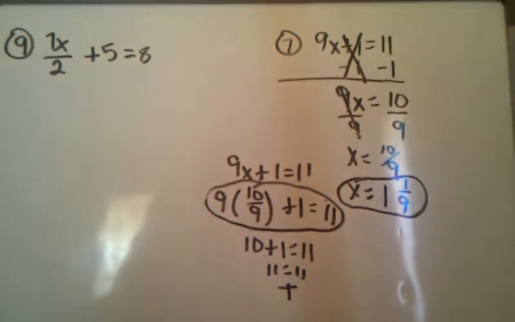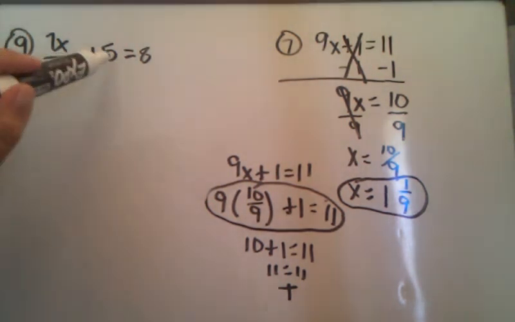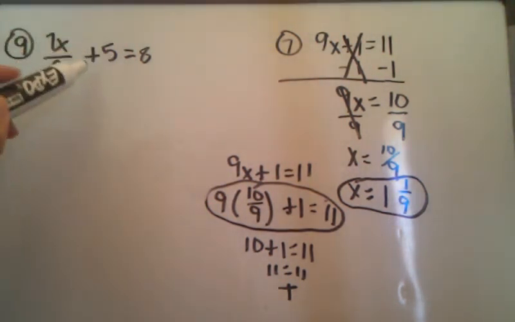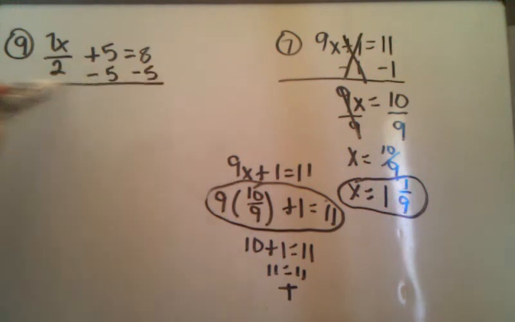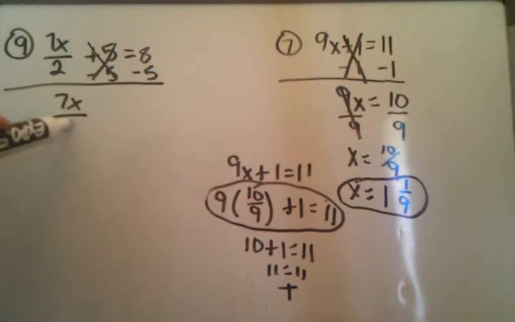Alright, let's look at it. Here's our variables. We had to get rid of the 5. The opposite of plus is minus, so we should have subtracted 5 from both sides. These cancel out, so I have 7x over 2 equals 8 minus 5 is 3.